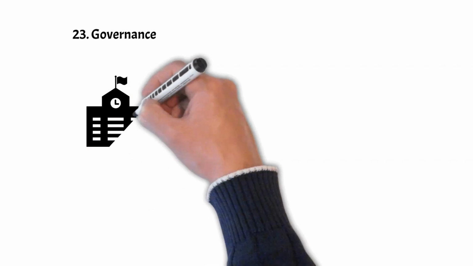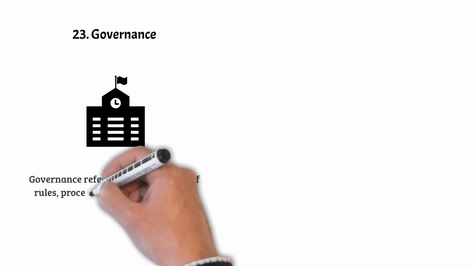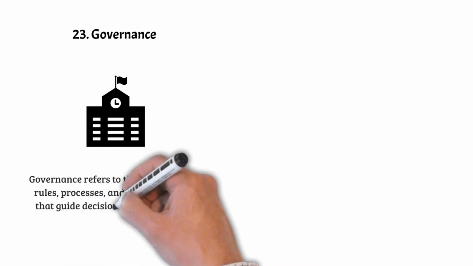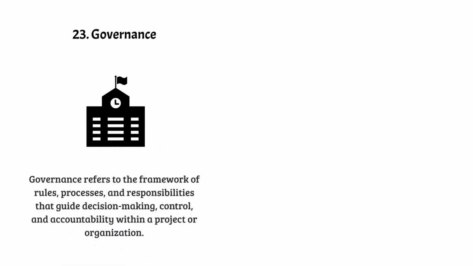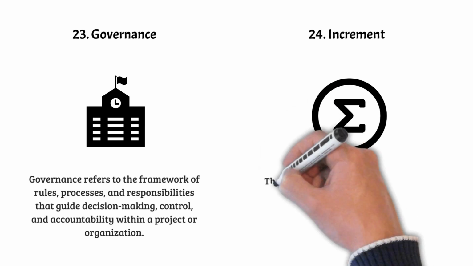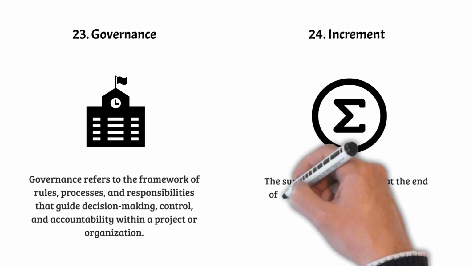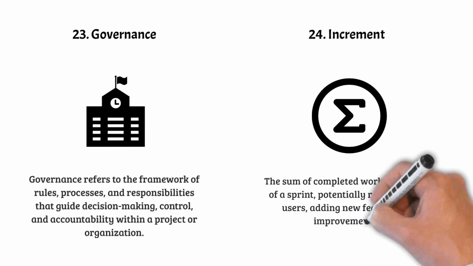23. Governance. Governance refers to the framework of rules, processes, and responsibilities that guide decision-making, control, and accountability within a project or organization. 24. Increment. The sum of completed work at the end of a sprint, potentially releasable to users, adding new features or improvements.